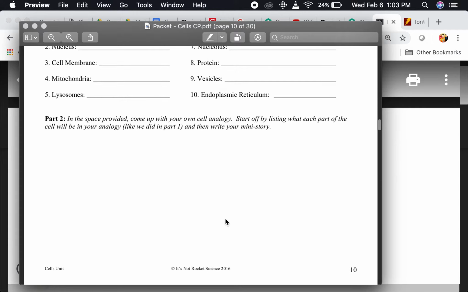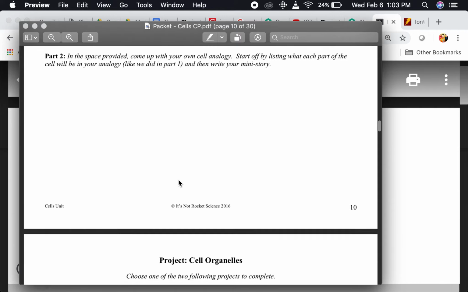After you're done, you're going to come up with your own analogy. You're going to make up your own analogy. You might say, you know, the cytoplasm represents the tomato sauce on a pizza, and the pepperoni represents the nucleus, and the cheese, and so on. So your own analogy could be about anything. Be creative.